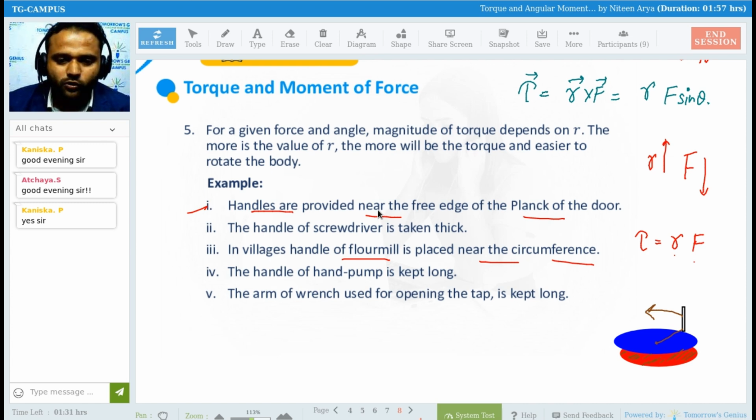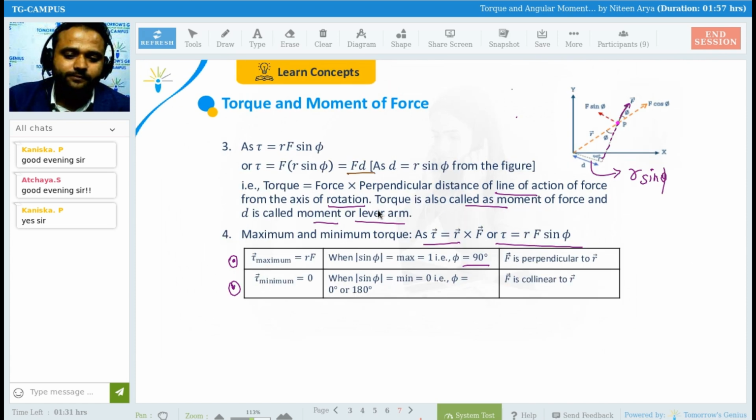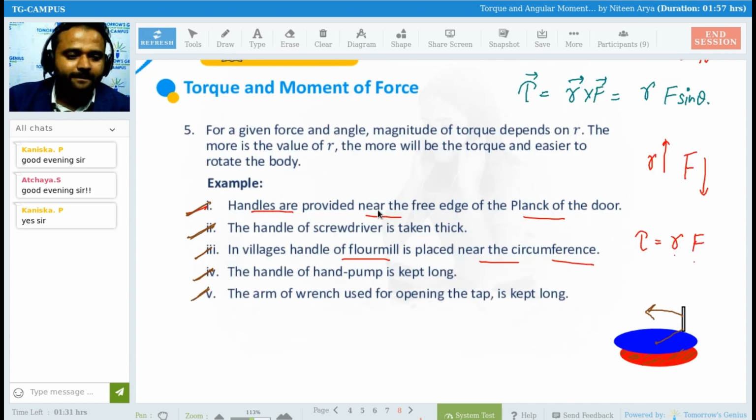The arm of a wrench used for opening the tap is kept long. So in all of the cases, we gave you the example of making R greater to make torque greater, and you need to apply a lower amount of force. As simple as that. Clear, everyone? Clear now? Good.